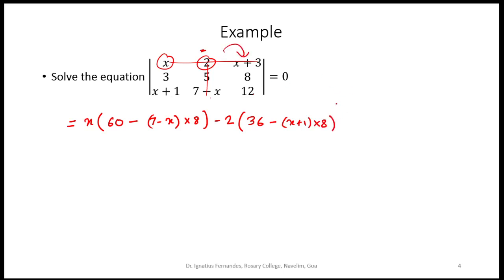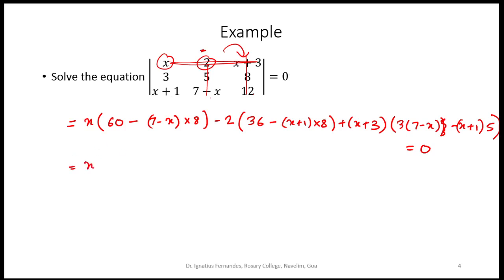Then I go to the next element, so plus x plus 3, multiplied with the minor after taking out the corresponding row and column, so 3 into 7 minus x, minus x plus 1 into 5. I have this equal to 0 on the right side. Okay, so I try to simplify.